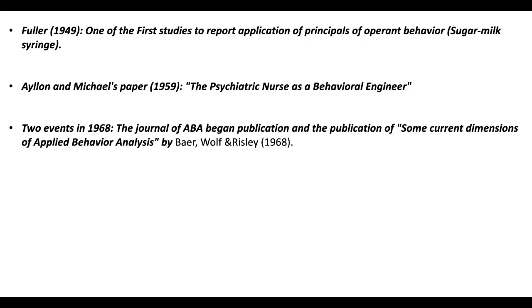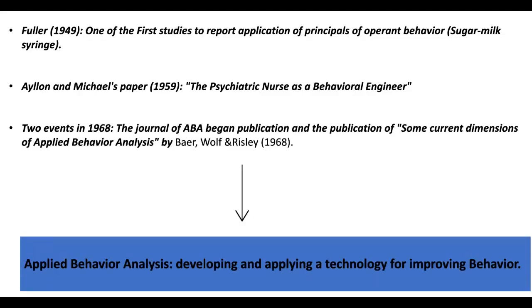And then there are two events that happened in 1968. The first one, the Journal of Applied Behavior Analysis began publication, and the second event was the publication of the article Some Current Dimensions of Applied Behavior Analysis in 1968. By all these events, we have the third branch of behavior analysis, which is applied behavior analysis. It is developing and applying a technology for improving behavior.